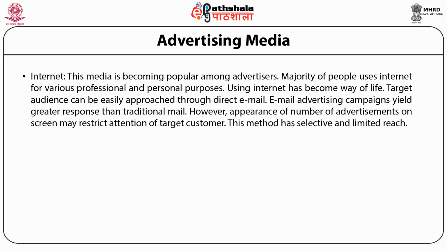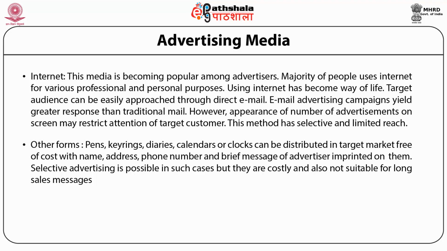Apart from these media which can be used for advertising, there are certain other forms like pens, key rings, diaries, calendars, or clocks, which can be distributed in the target market free of cost with the name, address, phone number, and brief message of the advertiser imprinted on them. These can be distributed. Selective advertising, however, is not possible in such cases. Selective advertising is possible in such cases, but they are costly and also not suitable for long sales messages.